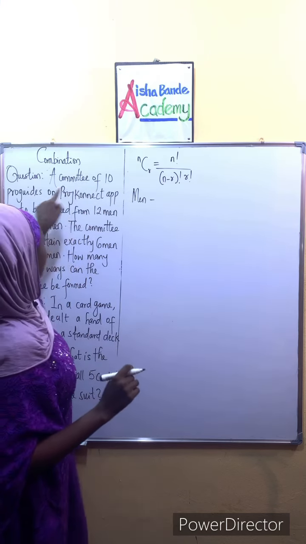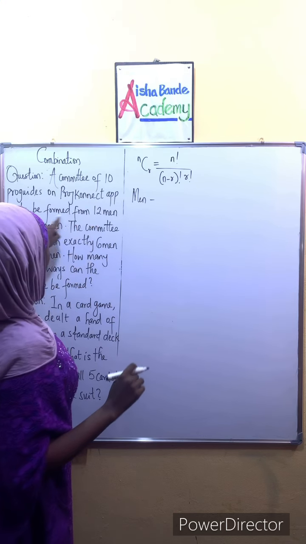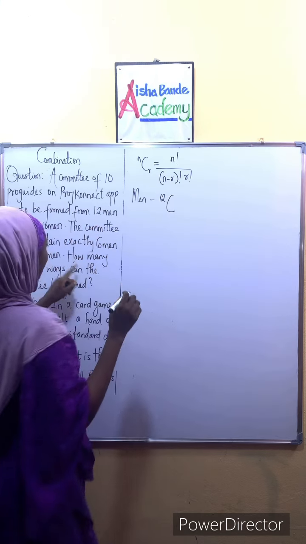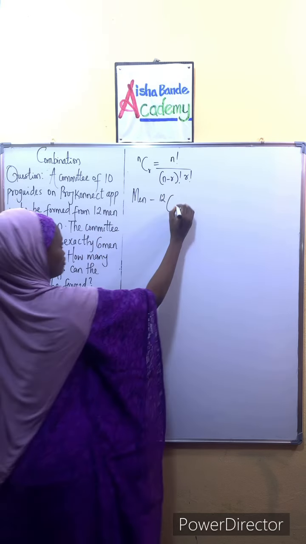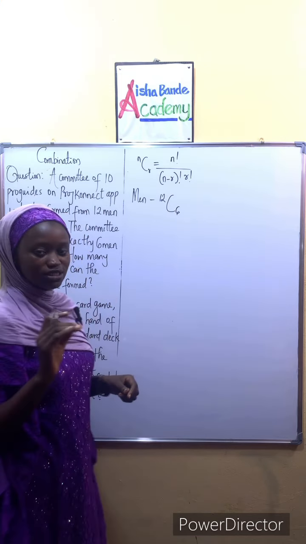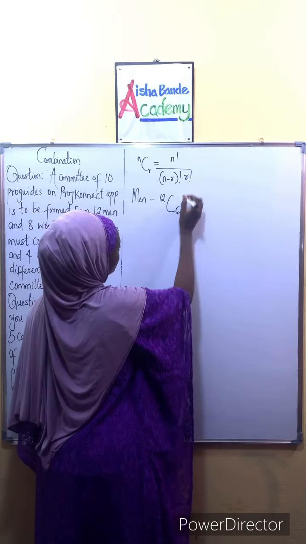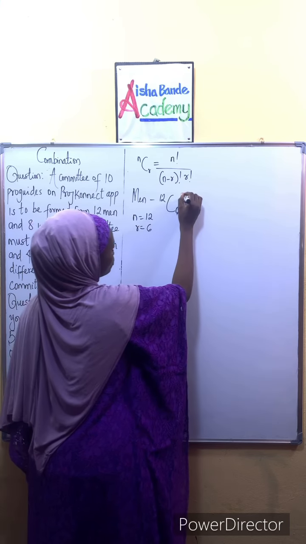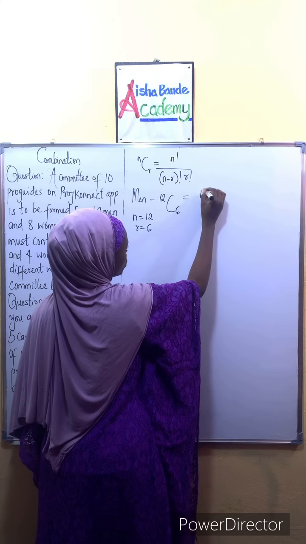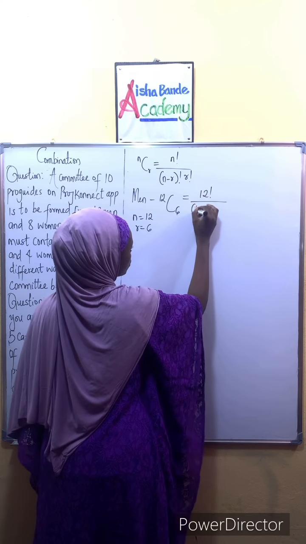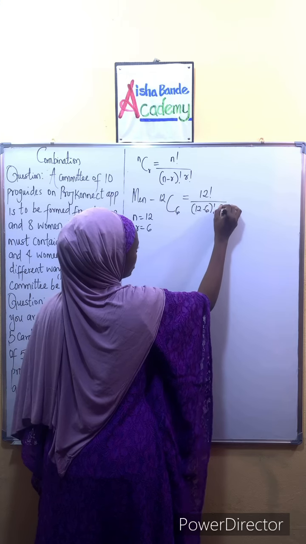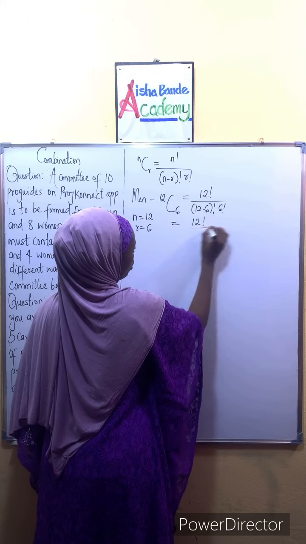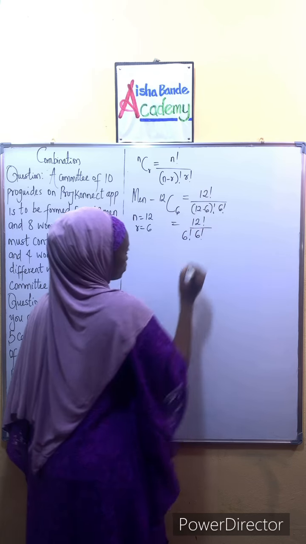So since it's a committee of 12 men, it's going to be 12 combination, and the condition is that it has to be 6 men. So we have to check for 12 combination 6 first. That's for men, okay? So here we have our n equals 12 and our r equals 6. So using the formula, it becomes n factorial, which is 12 factorial, all over (12 minus 6) factorial, then 6 factorial. So here we're going to have 12 factorial all over 6 factorial, 6 factorial.